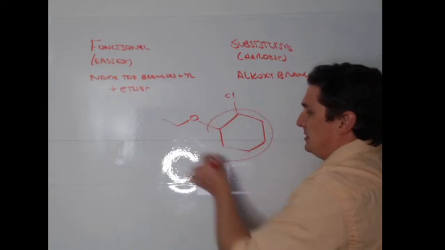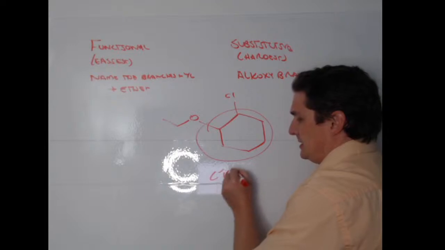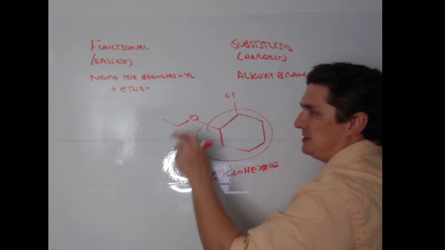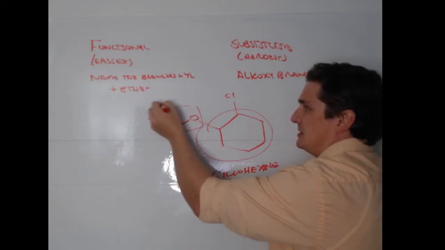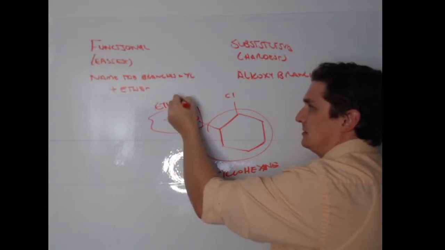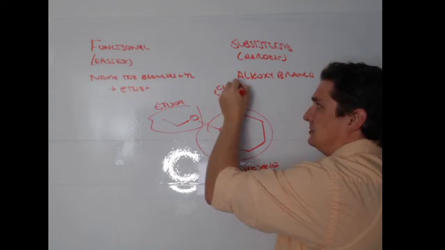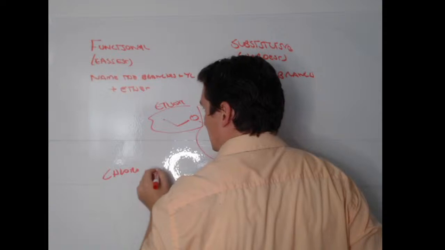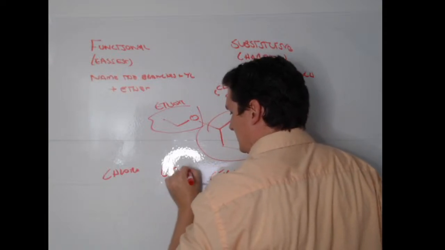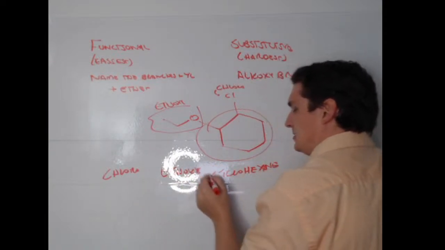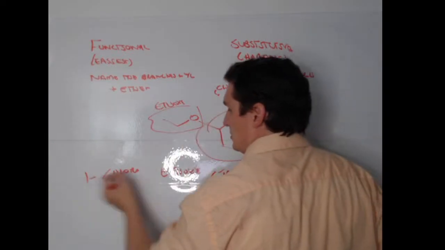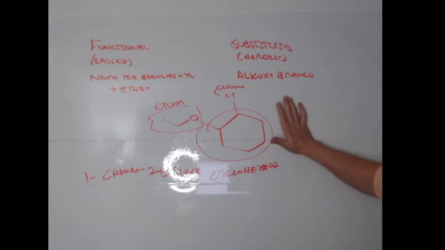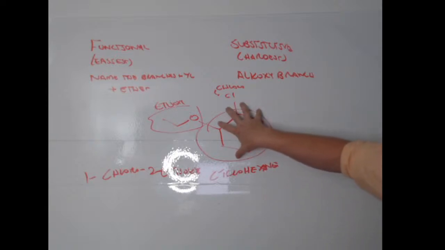And we're going to have our parent branch here, which is cyclohexane. And our branches here, here's the ethoxy, and here's the chloro. And we'll do these in alphabetical order. So we have chloro, ethoxy, cyclohexane, and we just named the position. So 1-chloro, 2-ethoxycyclohexane.